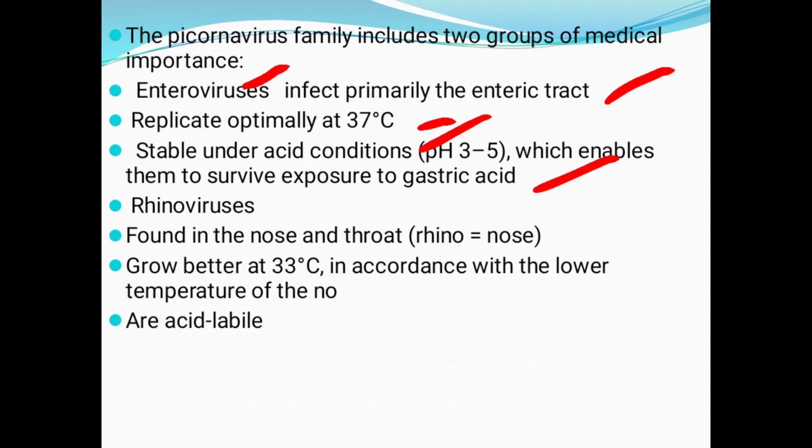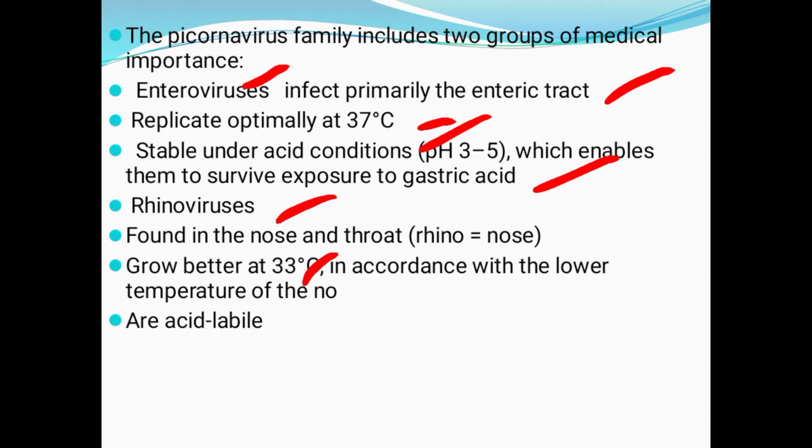Now, rhinoviruses. Rhinoviruses are those viruses found in the nose and throat. They do not infect the GIT for two reasons. Because they do not tolerate 37 degrees centigrade, the optimum temperature for rhinoviruses is 33 degrees centigrade. So they grow better in regions where the temperature is below 37, and the best region for their growth is the nose.